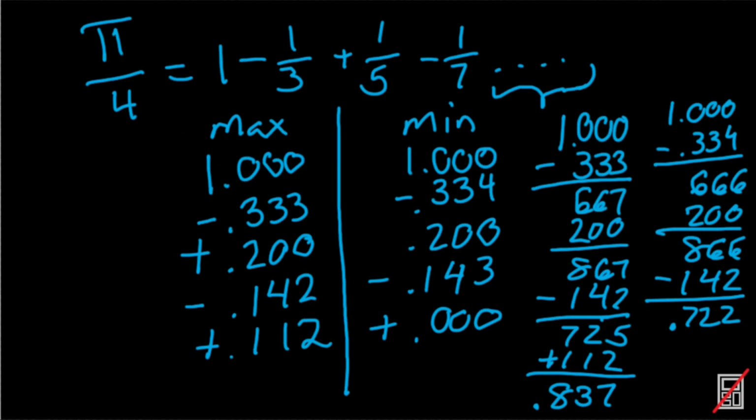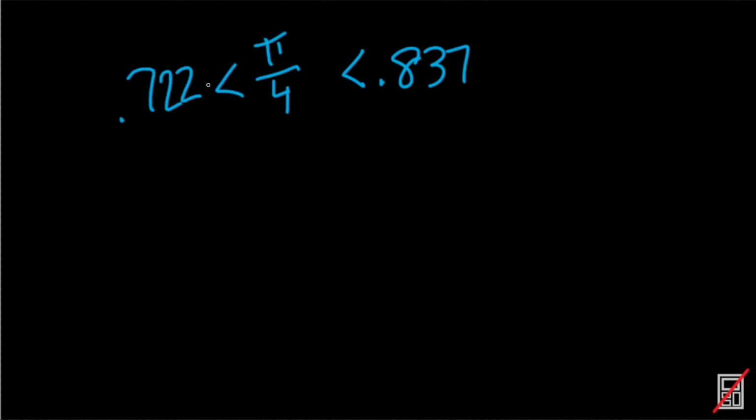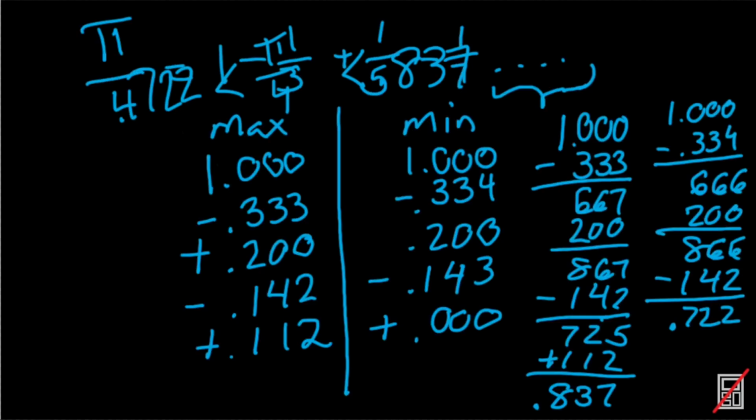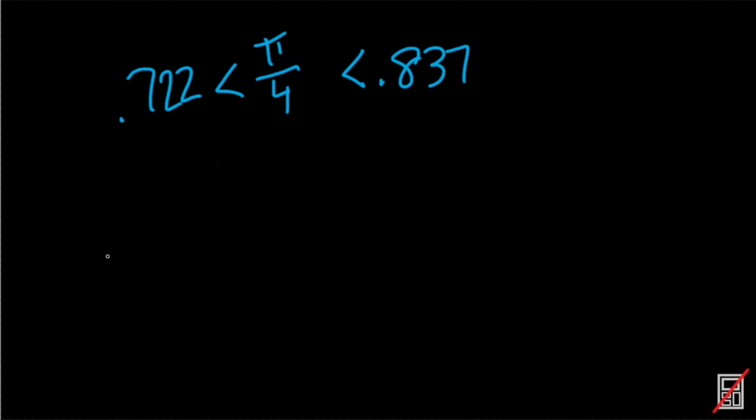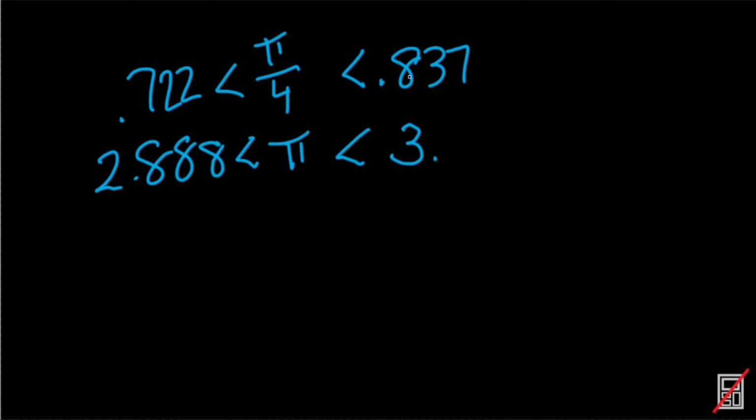So this gives us 0.837 is greater than pi over 4, less than 0.922. Yep. And so multiplying by 4 isn't too hard. We get 2.888 is less than pi is less than 3.2232348. Now I'm doing a lot of the math in my head, but you can just write it out if that is tricky.